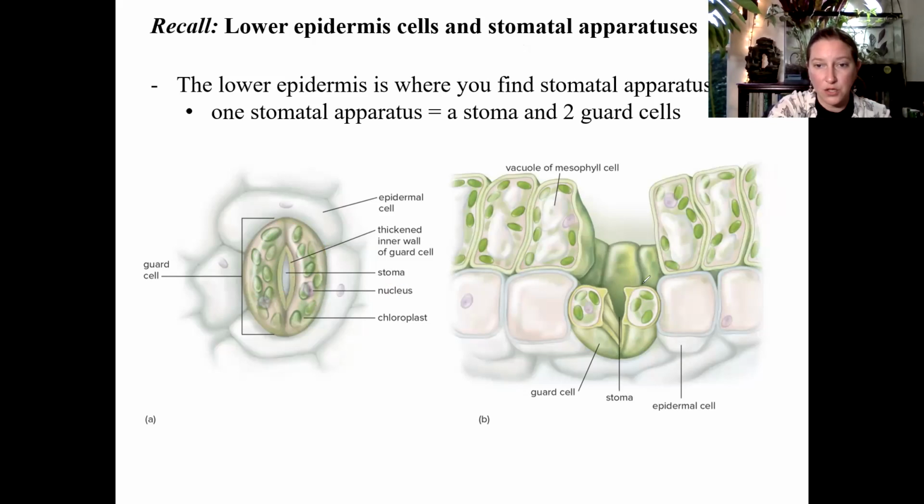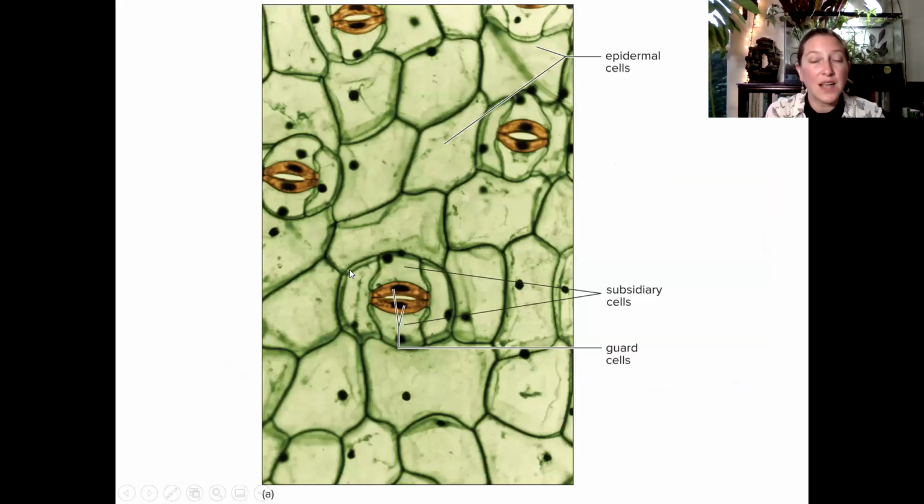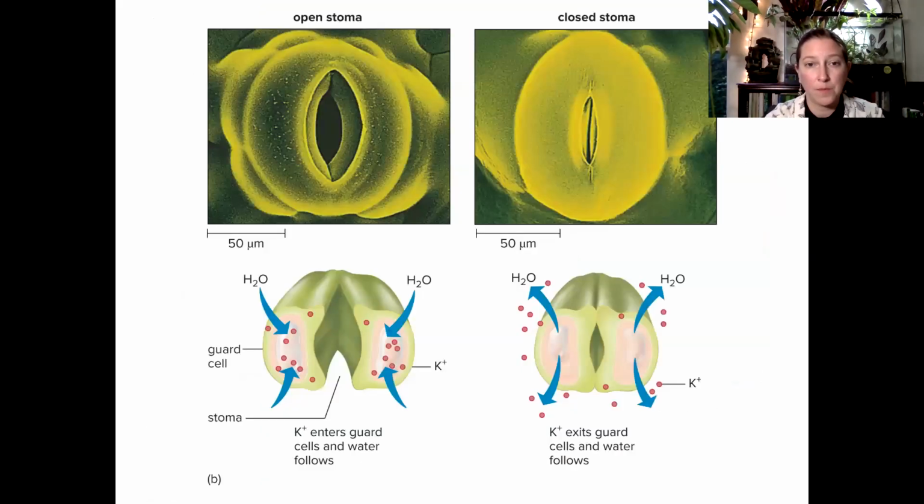This is the same thing, just showing you a cross section where the hole of the stoma is a little bit more obvious. So this is a recall as well. This is a microscope slide showing you 1, 2, 3, 4 stomatal apparatuses, right? Each of them has guard cells and each of them has one stoma. You don't need to know about subsidiary cells, so don't worry about that.